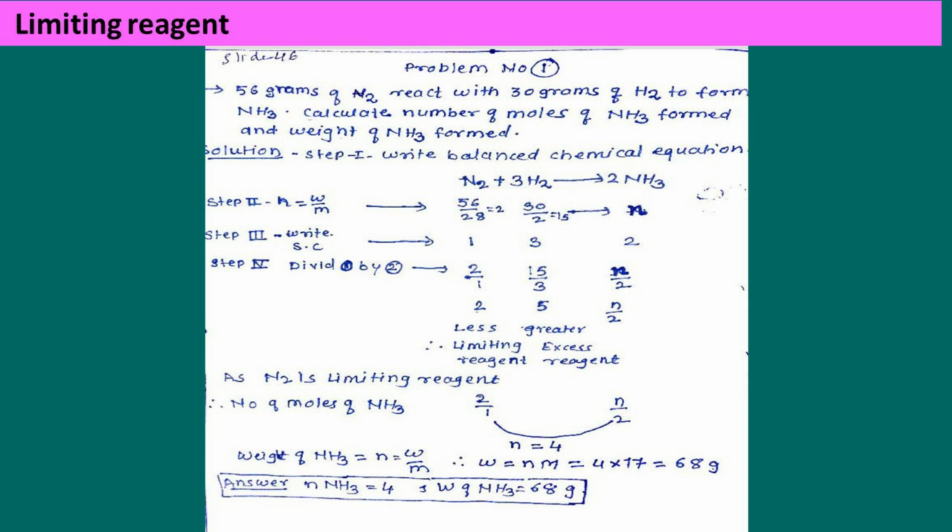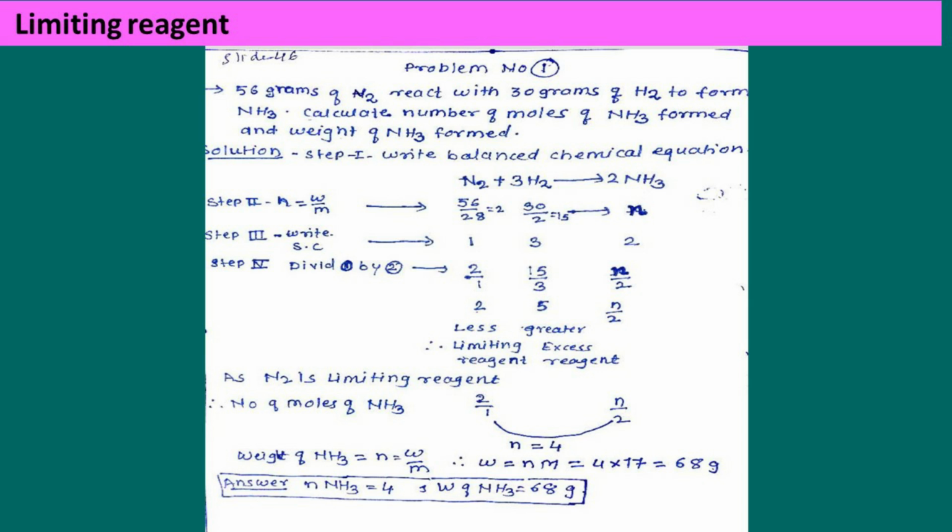Step 4. Divide number of moles by stoichiometric coefficient. For nitrogen, 2 by 1. For hydrogen, 15 by 3. For ammonia, X upon 2. Out of these 3, which is having the smaller ratio? 2 is the ratio of nitrogen, 5 is the ratio of hydrogen. So, out of these two, nitrogen having less ratio, hydrogen having greater ratio. So, nitrogen is the limiting reagent and hydrogen is the excess reagent.